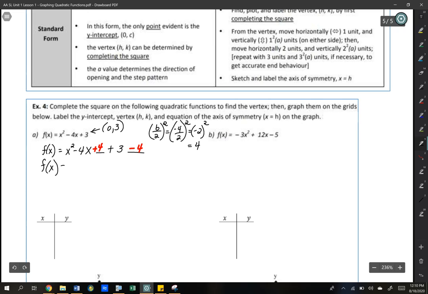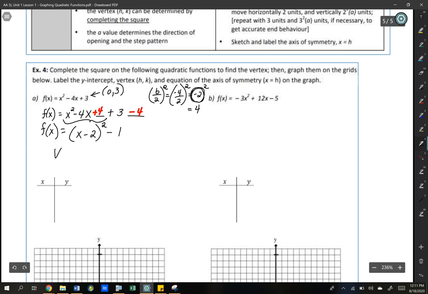Now we'll put it in vertex form. So this part here is going to be (x minus 2) squared, because remember, before we squared it, this number was minus 2. That's what's going to go inside the binomial. Plus 3 minus 4, that gives us minus 1. All right, that's where we're at. So our vertex is going to be (2, negative 1). All right, so let's put (2, negative 1).